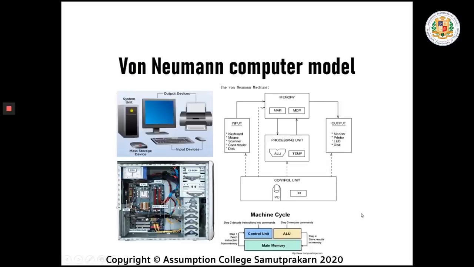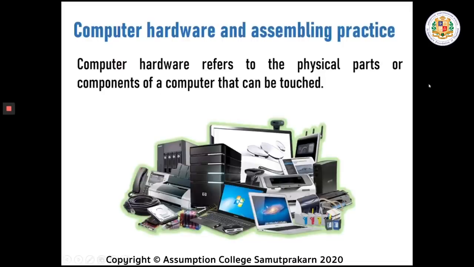So this is the machine cycle, and this model was designed by von Neumann. As you can see, the computer model that we are using now was designed by von Neumann. We have the CPU, monitor, printer, keyboard, mouse, and storage. This one is the CPU. Inside the CPU there are parts of the computer, of the memory, of the CPU, which we will discuss later. So this is the von Neumann computer model.